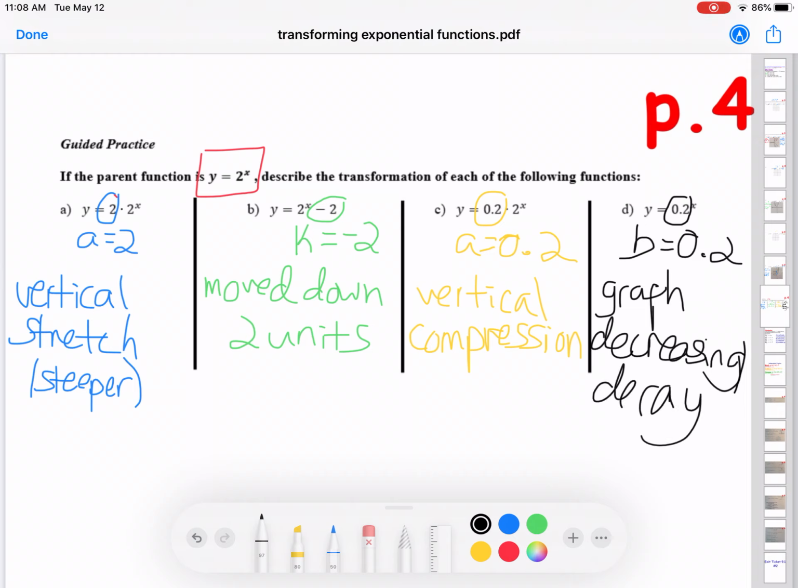So again, the 3 ways that we can change our functions are by changing our a, our b, or our k. If you're not sure how to memorize all of these transformations, you can always just graph all of the functions at the same time and see how they look different.